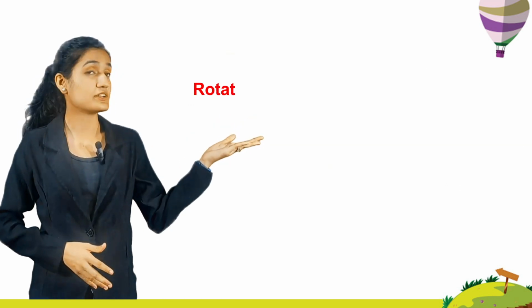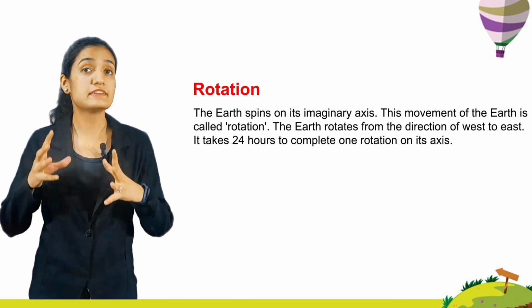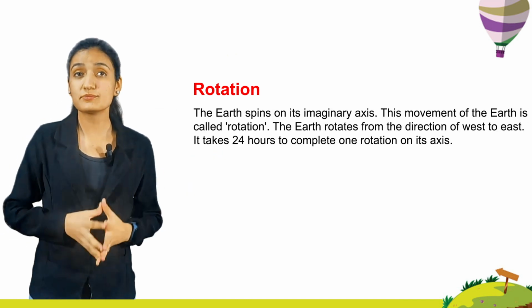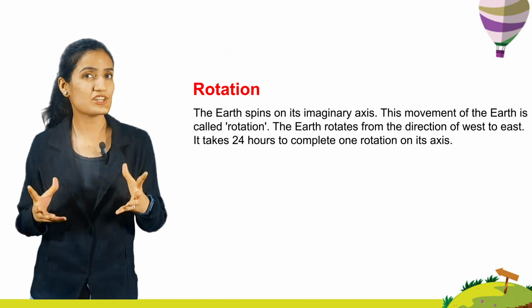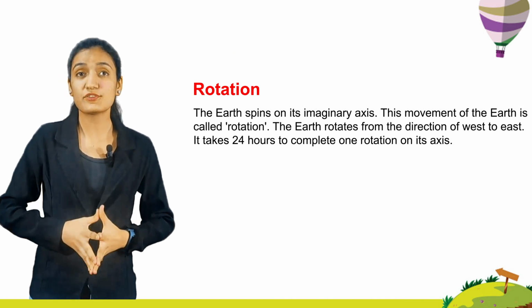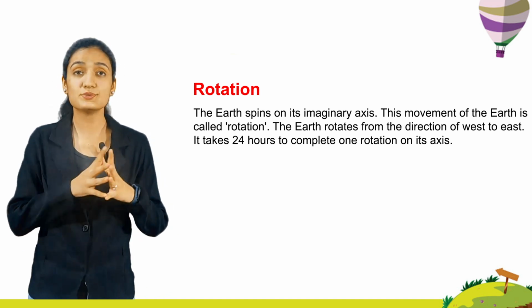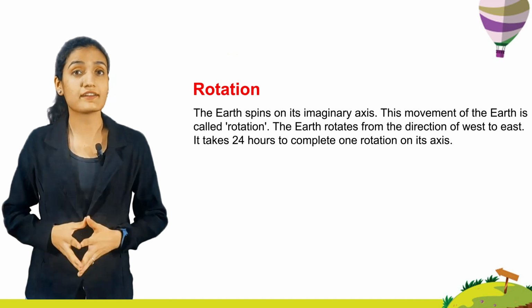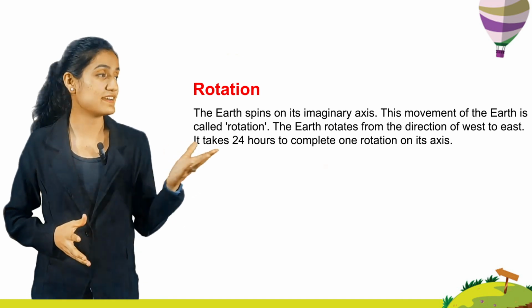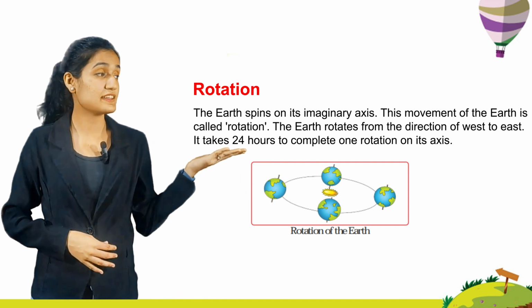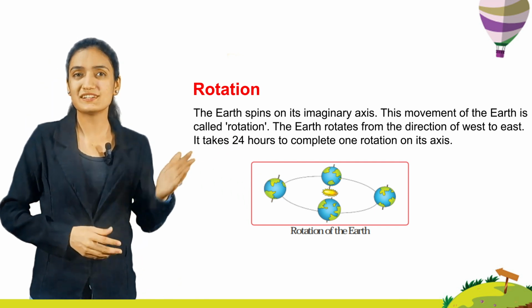Now, rotation. The earth spins on its imaginary axis. This movement of the earth is called rotation. The earth rotates from the direction of west to east. It takes 24 hours to complete one rotation on its axis. Here you can see the picture of rotation of the earth.